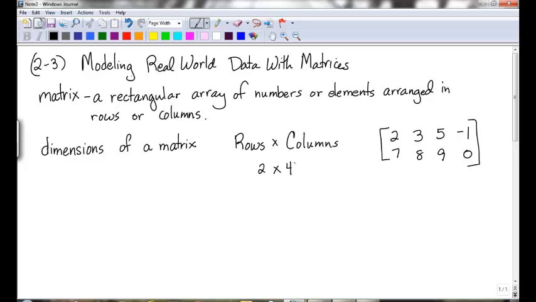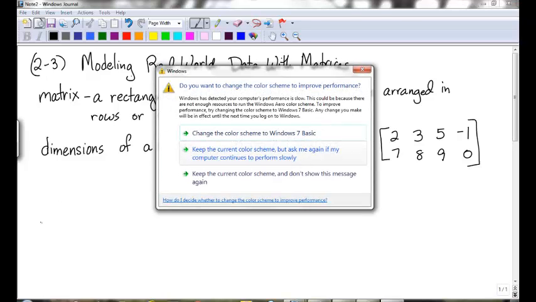So the dimensions of this matrix, it's a 2 by 4. Okay? Not the piece of wood. It's a 2 by 4. If there would be 3 rows and 2 columns, then it'd be a 3 by 2. Okay? It's always rows by columns.